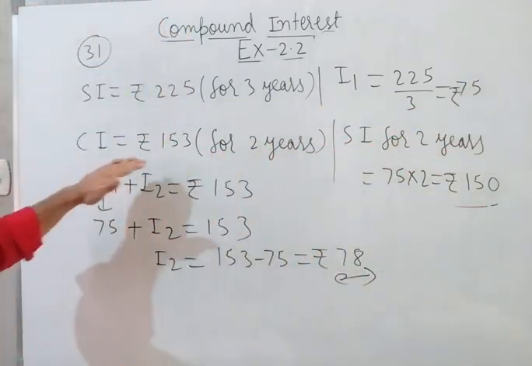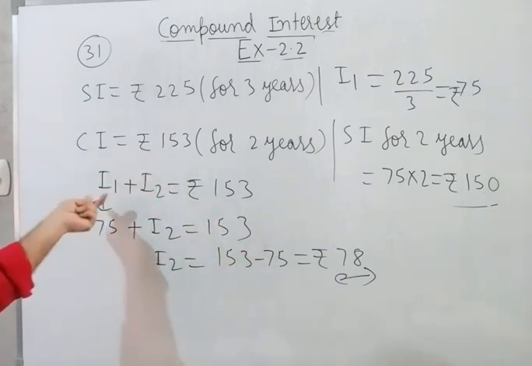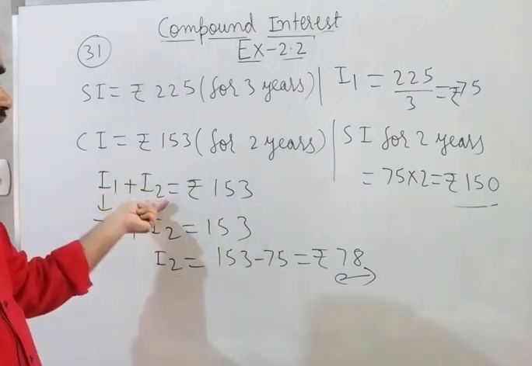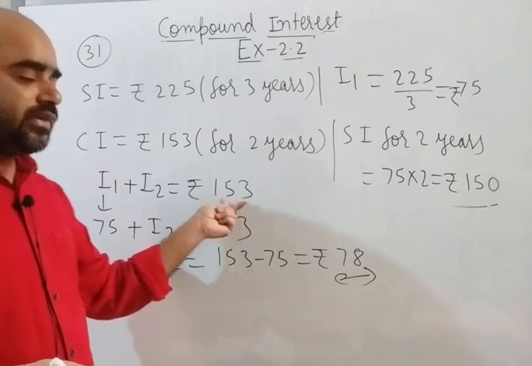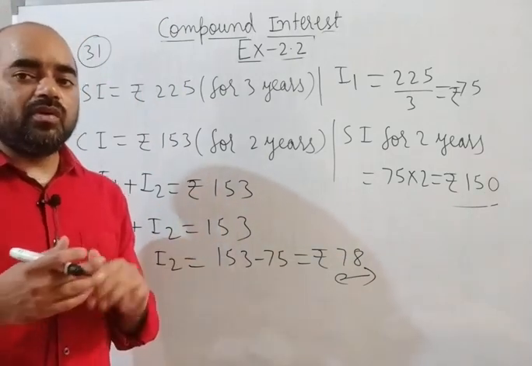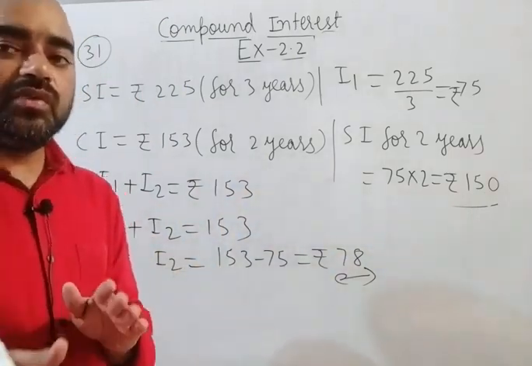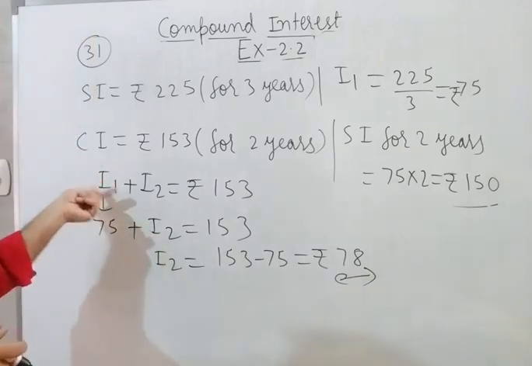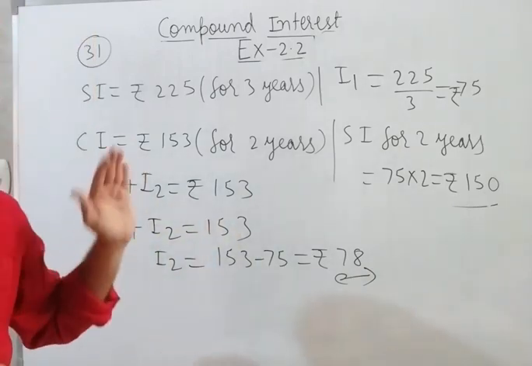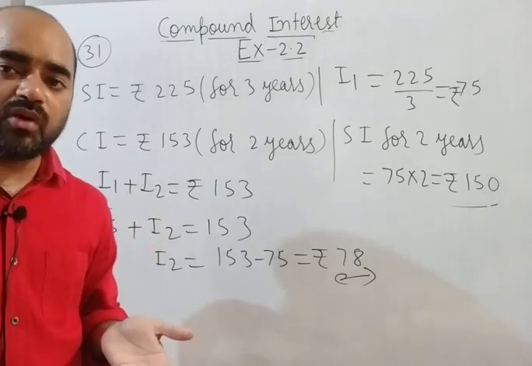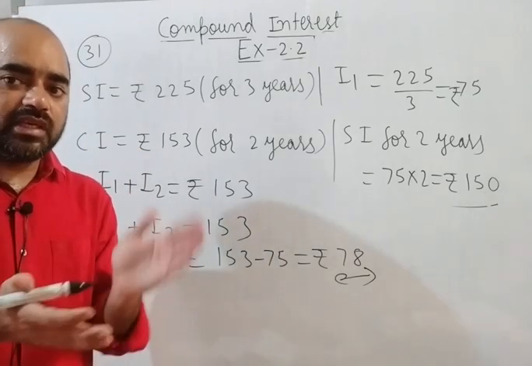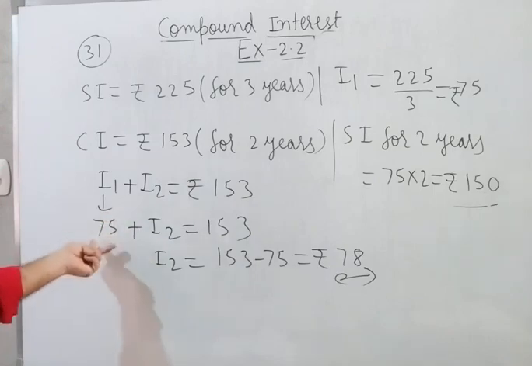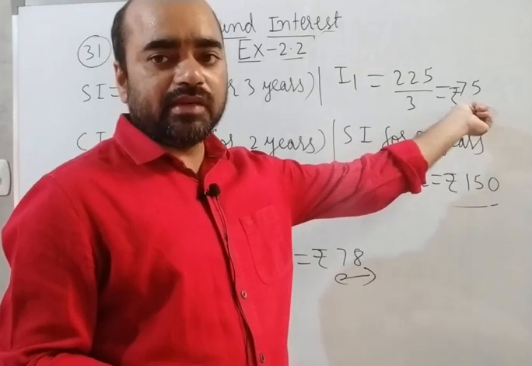Here compound interest for 2 years is given. It means compound interest for first year plus compound interest for second year, that will be 153. So we want to find interest individually for second year. For first year both will be same, compound interest and simple interest. Why? Interest is compounded annually. So for first year we can take 75 only.